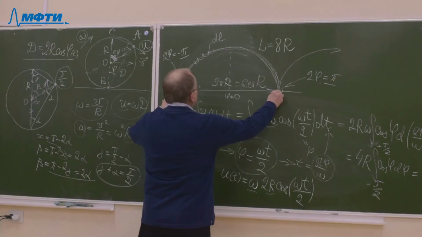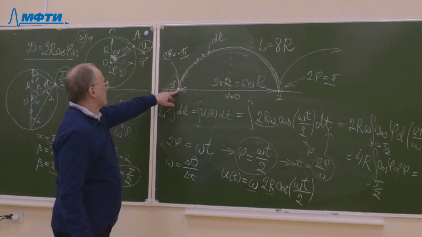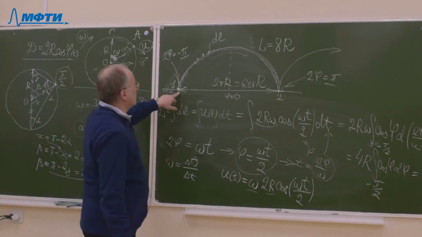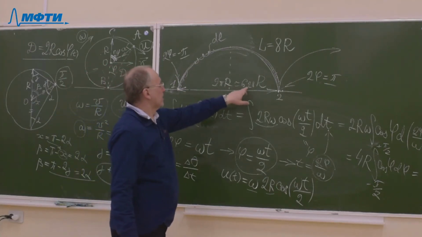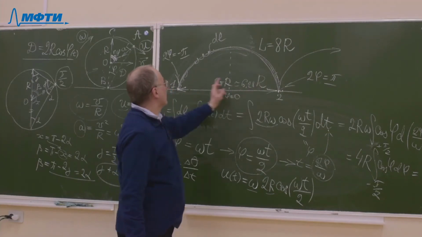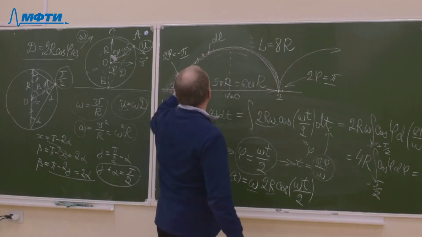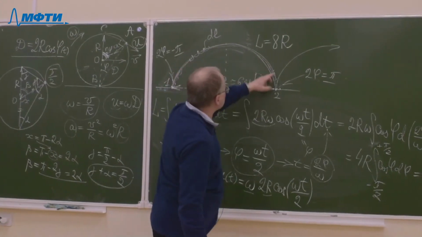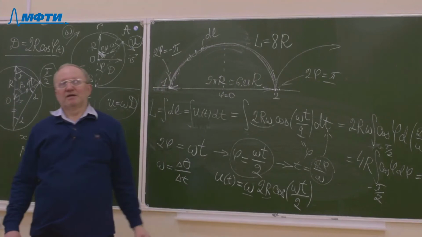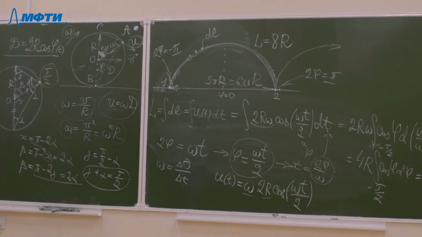So this is the length of the circle, the length of the rim of this wheel, 2 pi r, just slightly over 6 times the radius, and the total trajectory of point A will have the length 8 times the radius. Any questions?